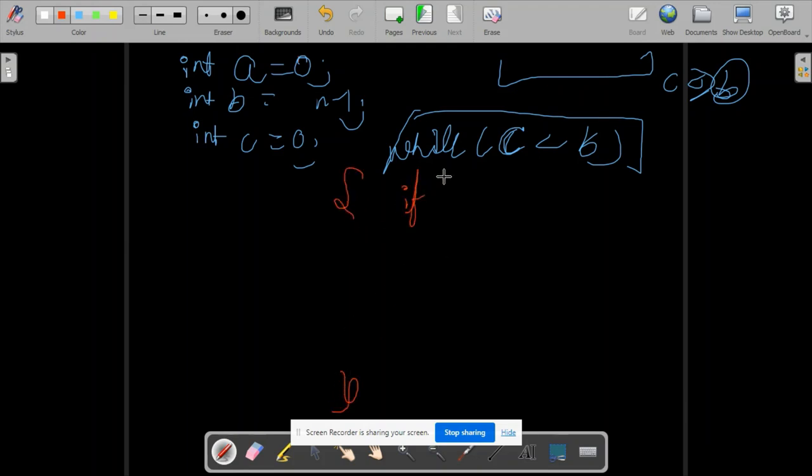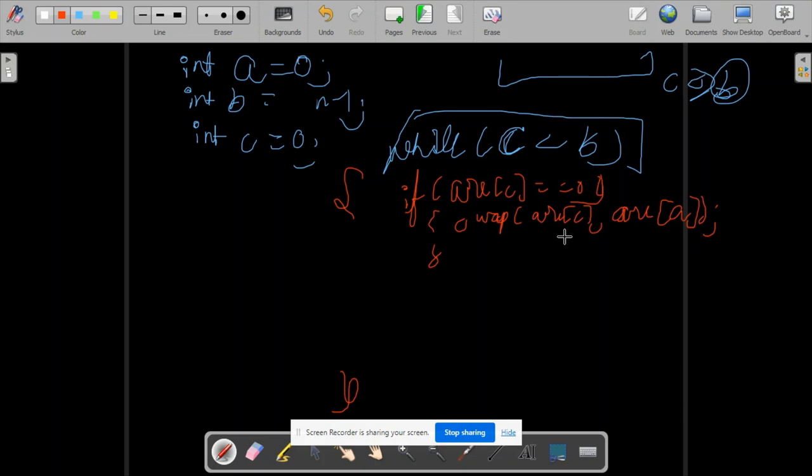Open the curly braces and write something like this. If ARR of C encountered a 0, then swap it, hand it over to A. How? Swap ARR of C with ARR of A, sorry, because it knows that A is the right person. A plus plus, C plus plus, move both forward.